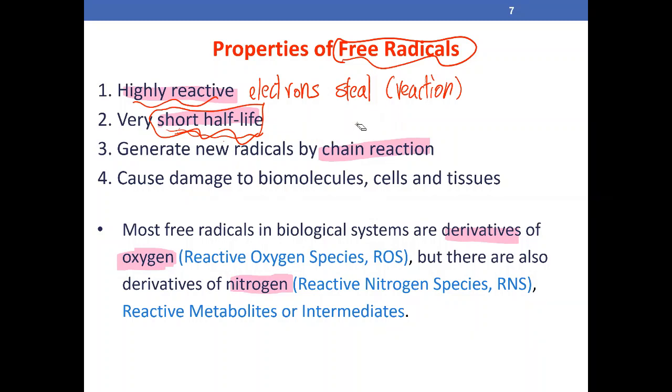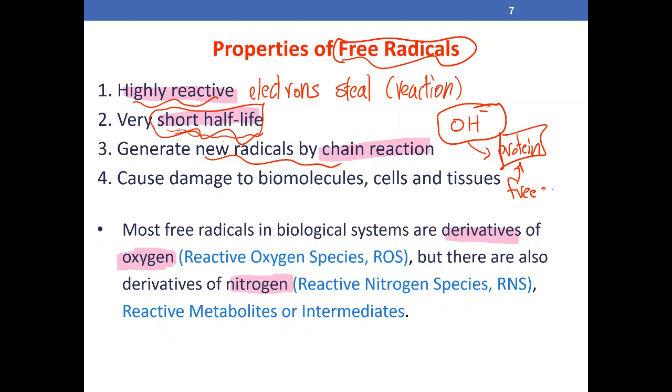Now, we said it causes destruction to other molecules. This means that it generates new radicals. So when, say, OH, the hydroxyl free radical, reacts with, say, a protein, once it reacts with the protein, this protein becomes a free radical. And this guy starts to attack other proteins. And they all start attacking each other. And that's why it starts a chain reaction. And finally, they cause damage to these molecules.